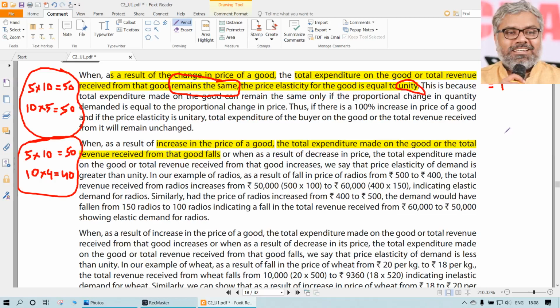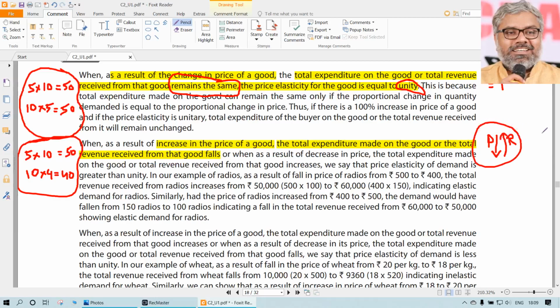So simply speaking, in this case, the price and revenue, how are they? When the price is increasing, revenue is decreasing. When the price is decreasing, the revenue is increasing. So definitely these two are inversely related to each other. Price and revenue we are talking, total revenue we are talking.